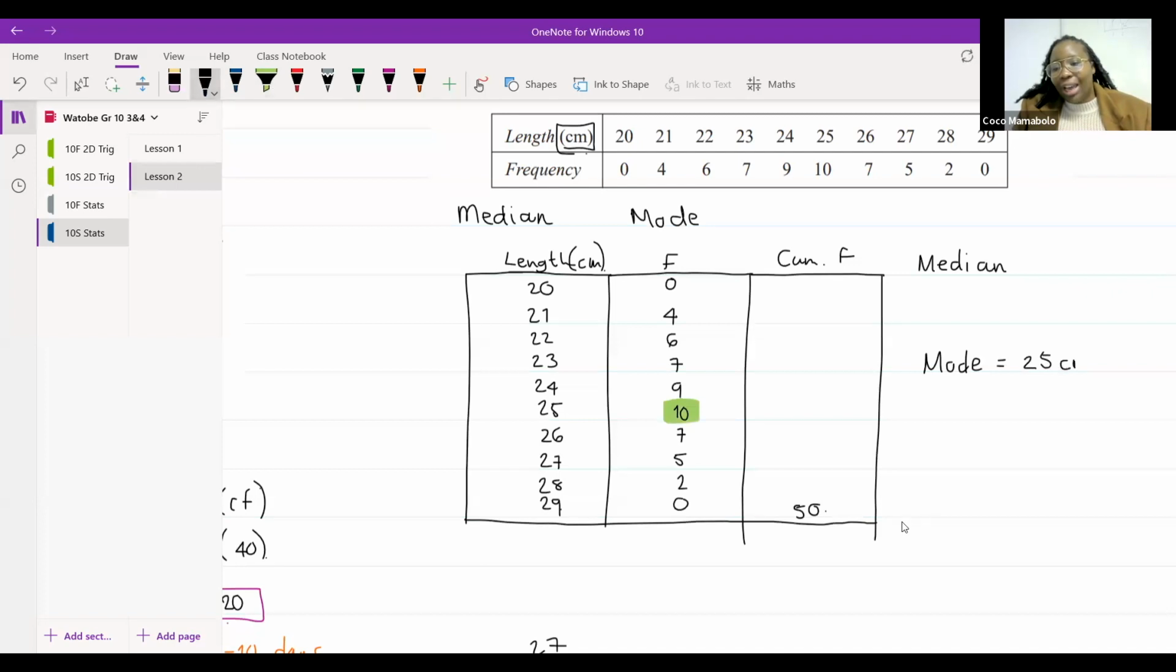Now, I need you guys to use your cumulative frequency to find the middle point. Now, remember, you're going to have to organize the rest of them to find the median. I'm going to give you guys a second.